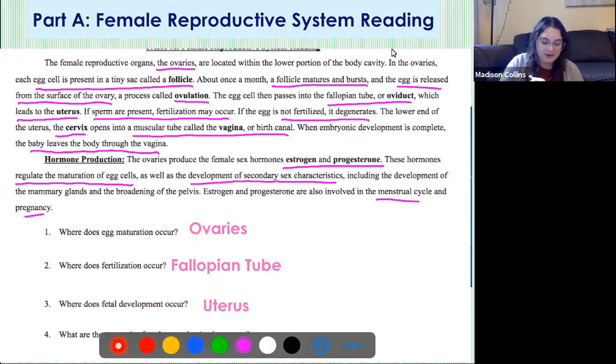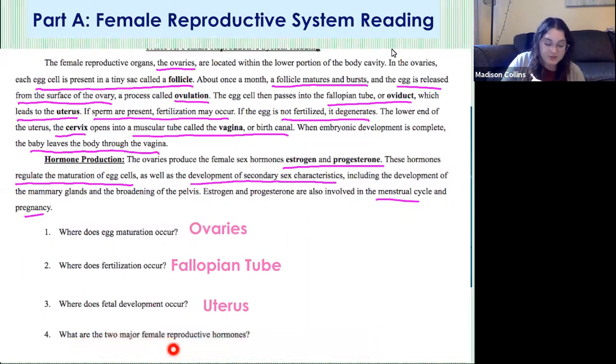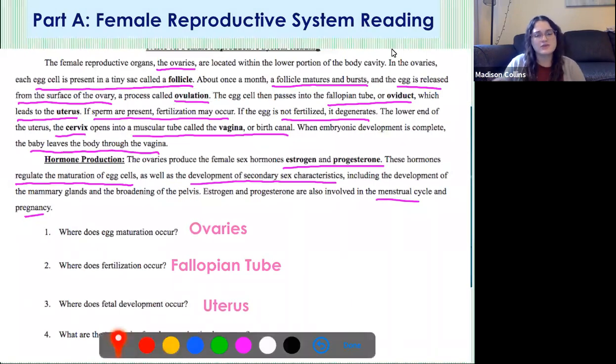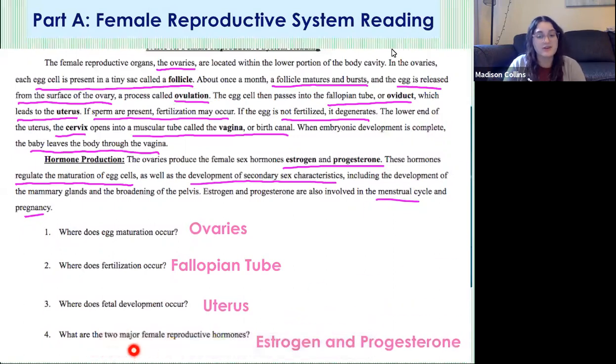And number 4, what are the 2 main hormones, or 2 major female reproductive hormones? We've said these a few times, so hopefully we know by now. These 2 main hormones that we're going to hear about a lot are known as estrogen and progesterone. However, we're also going to learn about 2 new hormones today, so be ready for that.